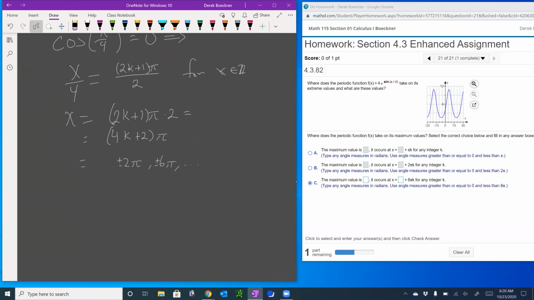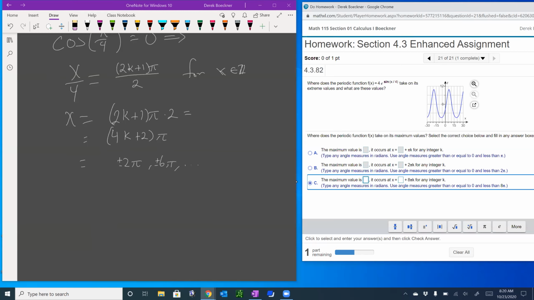Okay. So now we have to figure out which one's the maximum, and because it's periodic, I get to add the period to it. The period's going to be 8 pi. So 8 pi times k is k periods to something. So it's going to be this one. And the maximum value, well, the maximum that the sine can get to be is 1. So the maximum e to the sine can be is just e. And then I multiply it by 4. So the maximum would be 4e.